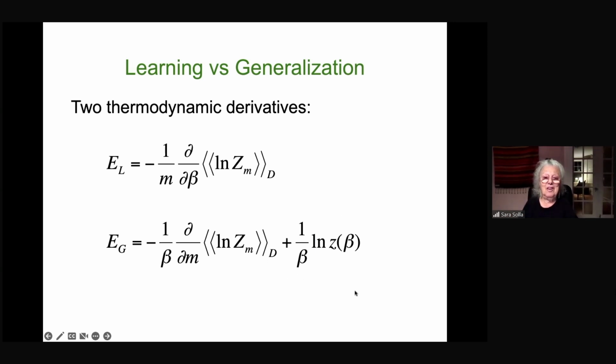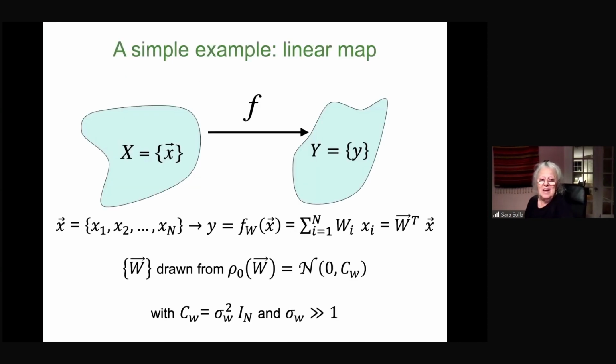But I have this pesky little factor here, 1 over beta log of C beta. It turns out that this pesky factor is very, very important, and it actually gives us what our intuition tells us it should be. So let me wrap this up by showing you how this works in a very, very simple case.